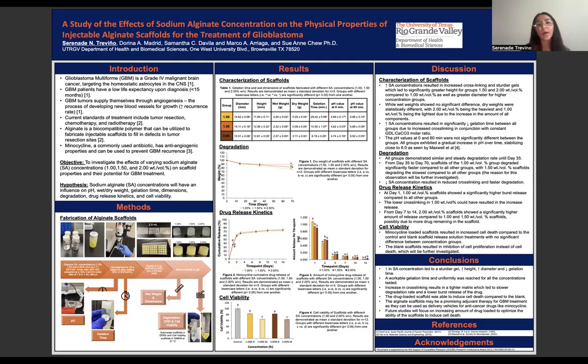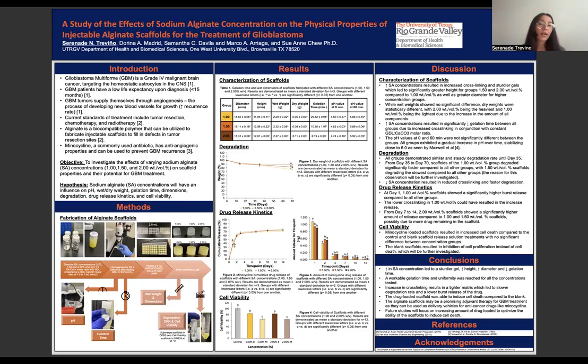Alginate is a biocompatible polymer that can be used to fabricate injectable scaffolds to fill the leftover defect sites after tumor resection. And minocycline is commonly used as an antibiotic, but has been shown to have anti-angiogenic properties that can be useful in treating GBM. Our objective was to investigate the effects of varying sodium alginate concentrations on scaffold properties and their potential for GBM treatment. And we hypothesized that sodium alginate concentrations would have an effect on pH, wet and dry weight, gelation time, dimensions, degradation, drug release kinetics, and cell viability.